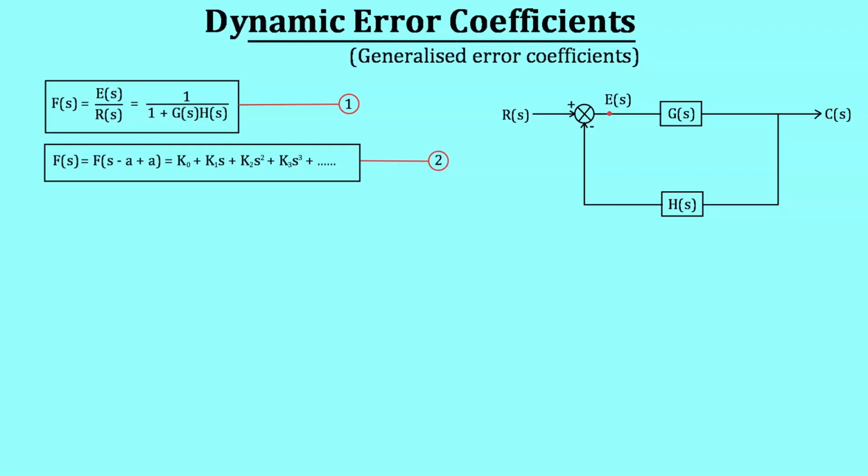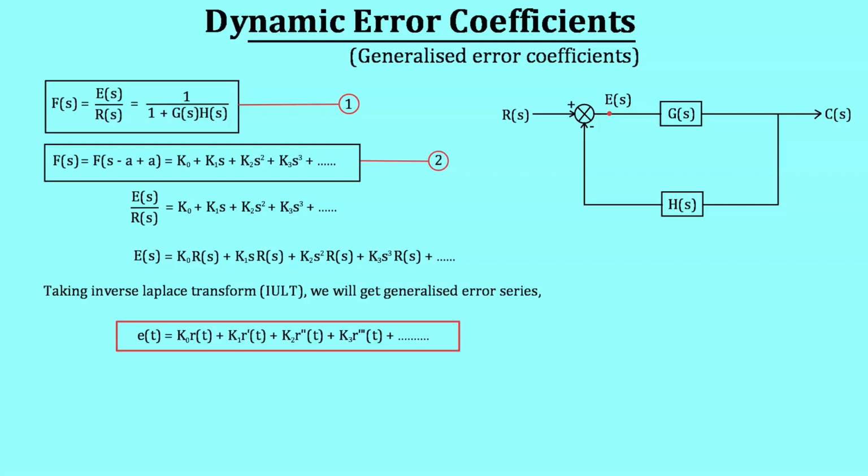We can also write the error function in terms of dynamic error coefficients. From these two equations, we can write the error function is equal to k0 multiplied by R(s) plus k1 s into R(s) and so on. Taking inverse Laplace transform, we will get the generalized error series. In this expression, the error is represented in terms of dynamic error coefficients and different order derivatives of input signal r.